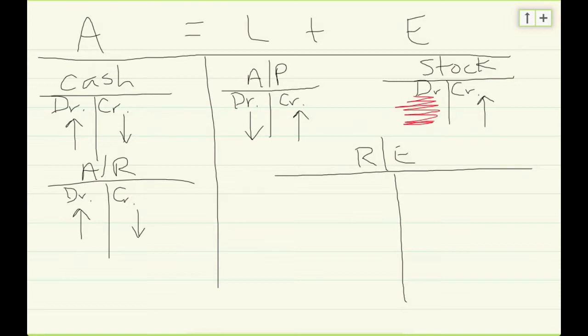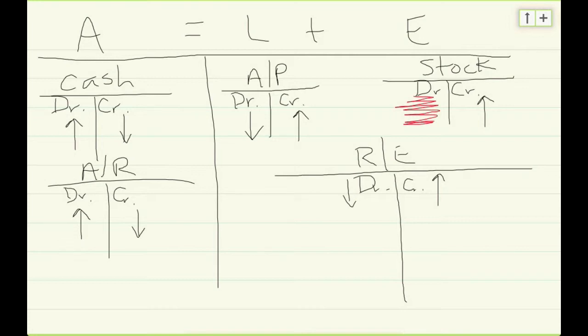Okay, retained earnings, same story. Debit is on the left, credit is on the right, and it has the same behavior as stock because it's an equity account also. And there will be times when we want to increase it and times when we want to decrease it, so we can't cross anything out there. Okay. Think about retained earnings, right? It goes up with net income, and net income is increased because of revenues, and it's decreased because of expenses.